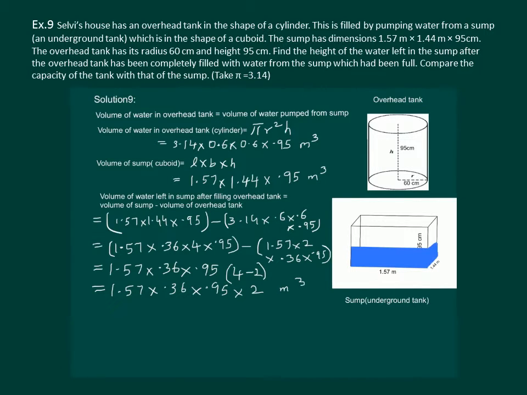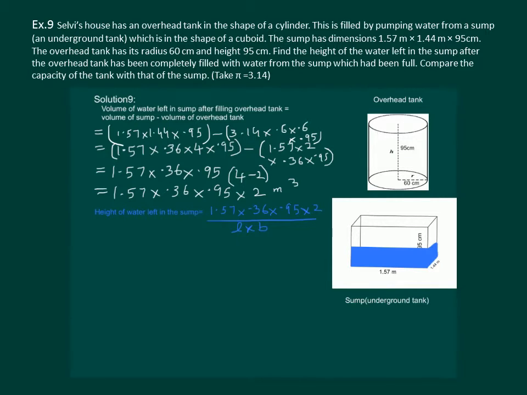Since we have to find the height of water left in the sump after the overhead tank has been filled, that means we have to find height of the small cuboid which is left behind, which the water occupies and whose volume we have calculated. Let us equate this volume to length into breadth into height of this blue cuboid or the cuboid formed by the water which is left in the tank.